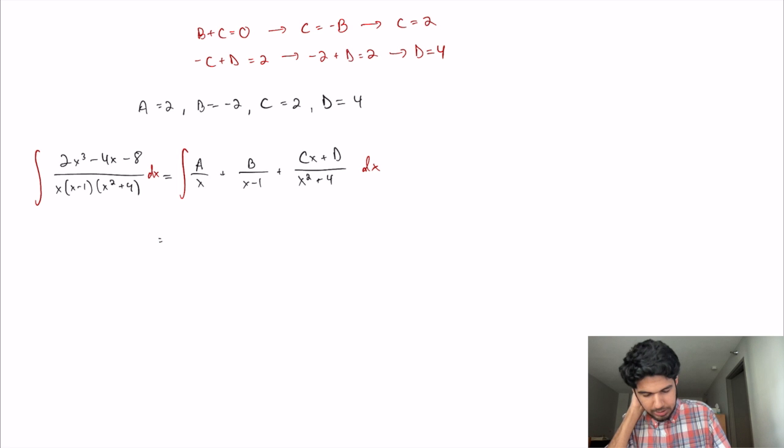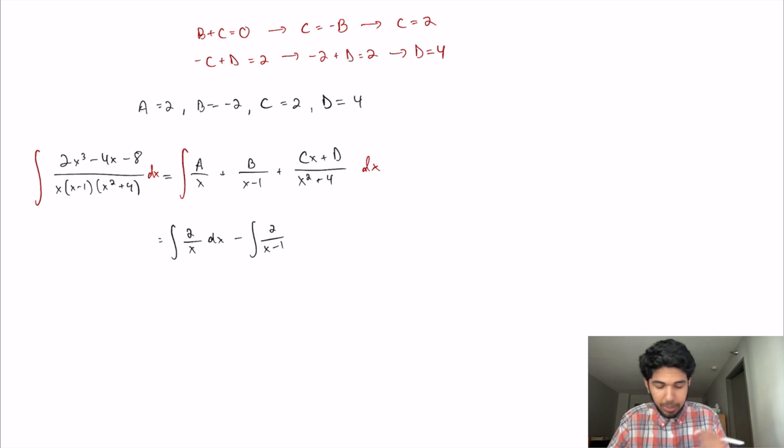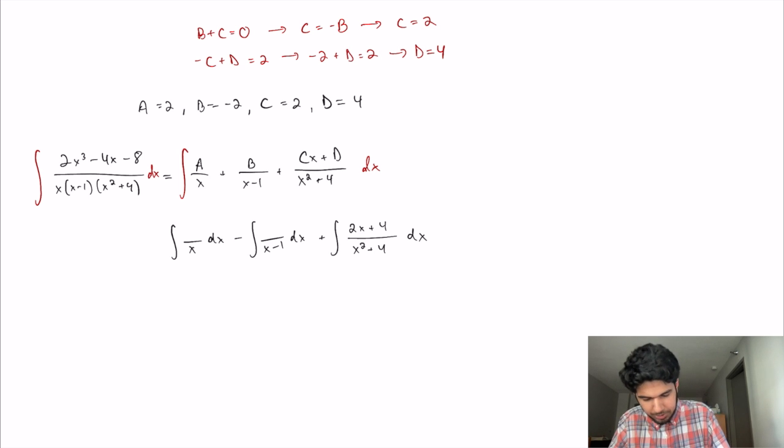So this is equal to the integral, and you know I like to split apart my integral, so I'm going to do that right now. Integral of 2 over x dx minus the integral of 2 over x minus 1, so that minus 2 from b just came out in front, plus the integral of 2x plus 4, substituting c and d, over x squared plus 4. Okay, so from the first and second integrals, I can bring out a 2. This is 2 times 1 over x minus 2 times 1 over x minus 1.